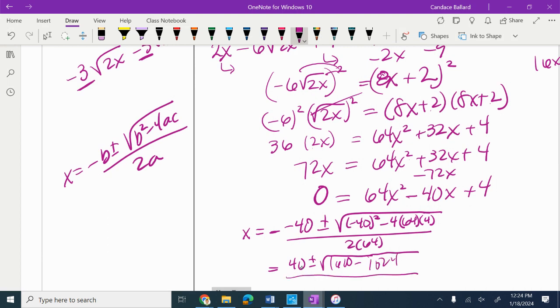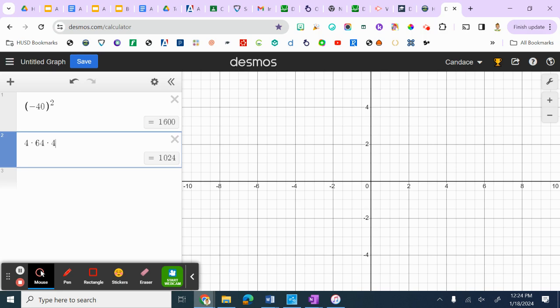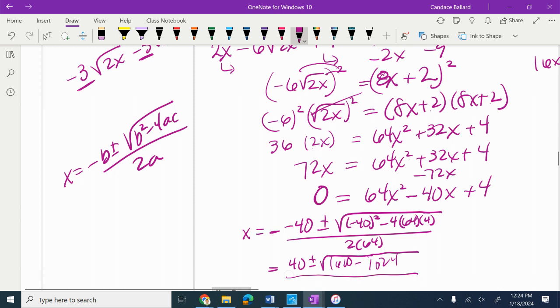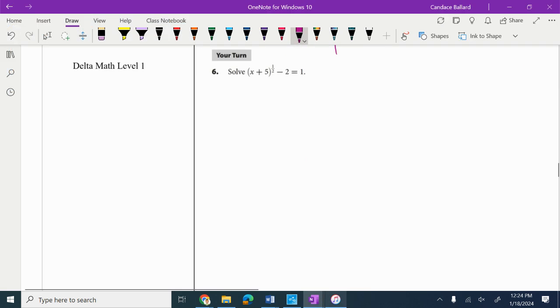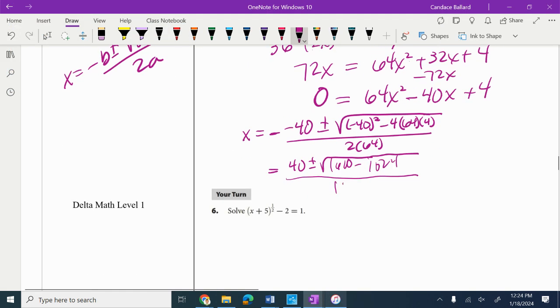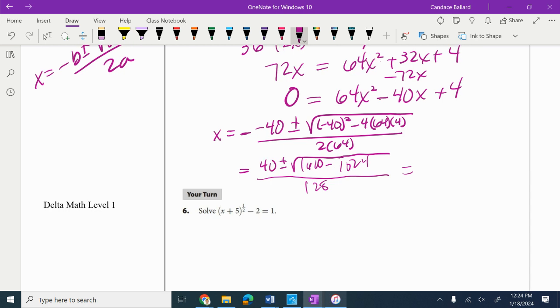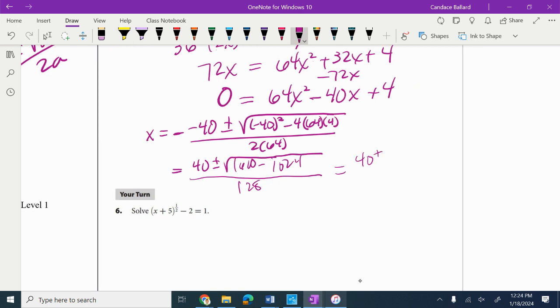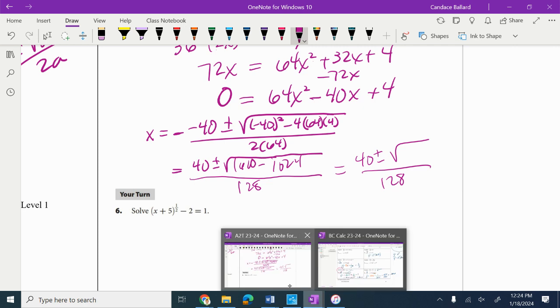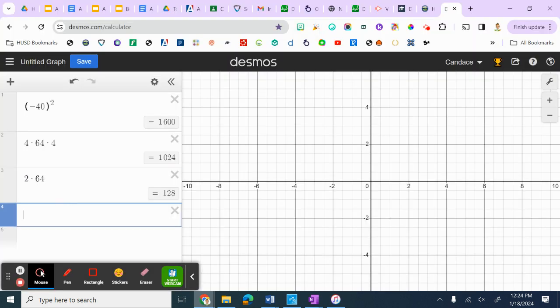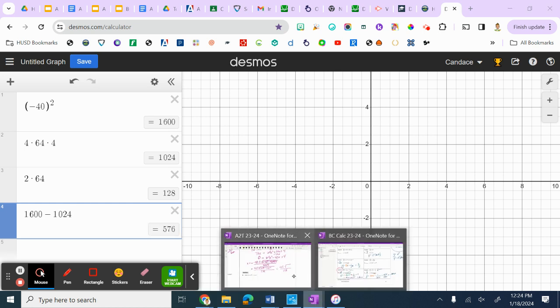And then I need 2 times 64. 2 times 64 is 128. Okay. So let's go here. We've got 40 plus or minus the square root of something over 128. So we're going to have 1,600 minus 1,024 is 576.